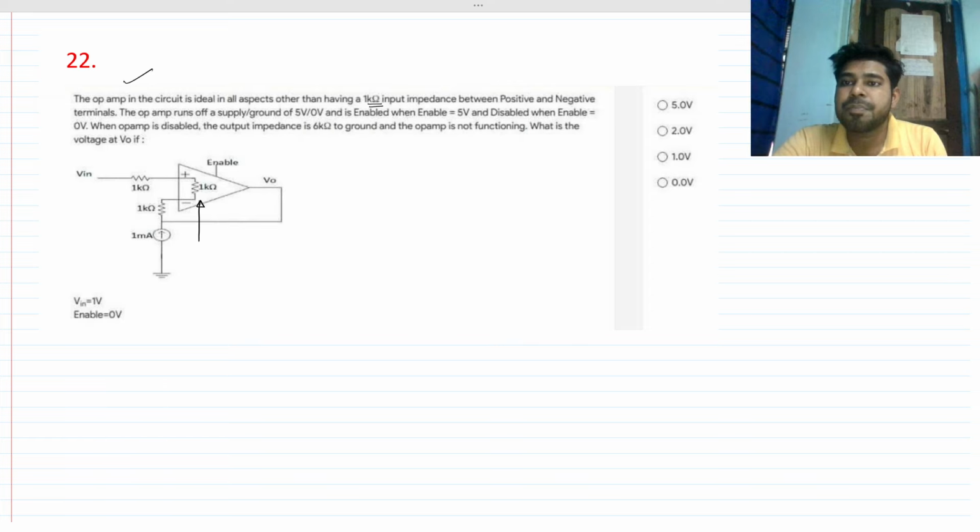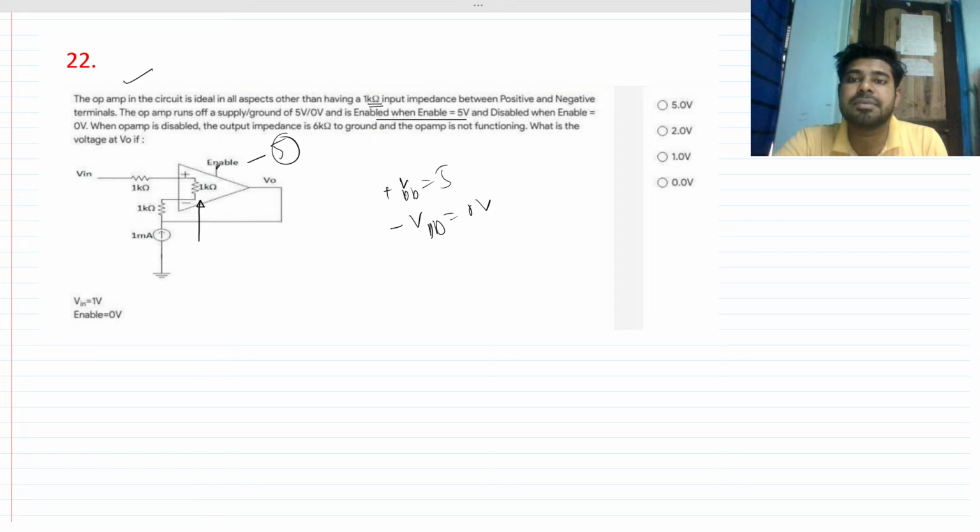For the op amp, the supply is 5 volt and 0 volt. So plus VDD is 5 volt, minus VDD is 0 volt. And it has an enable signal, that is 5.